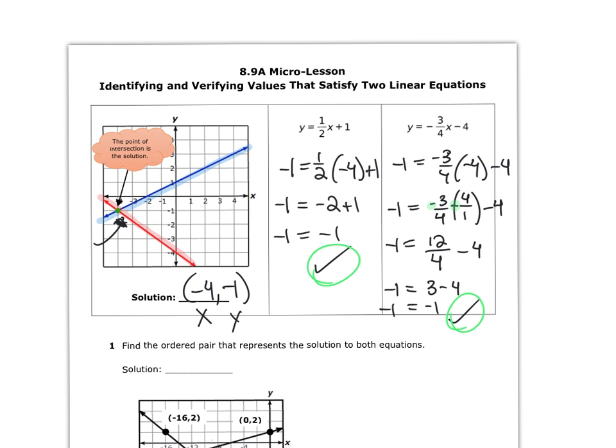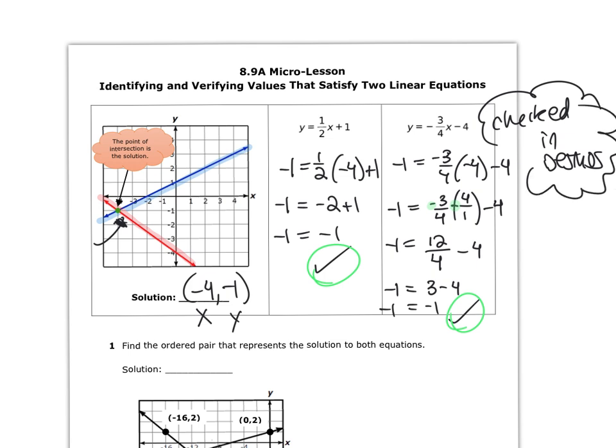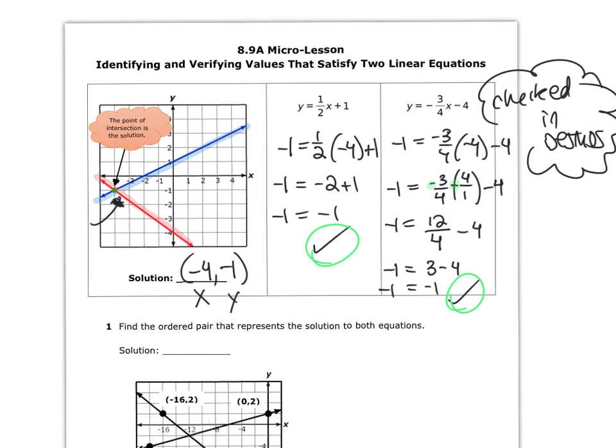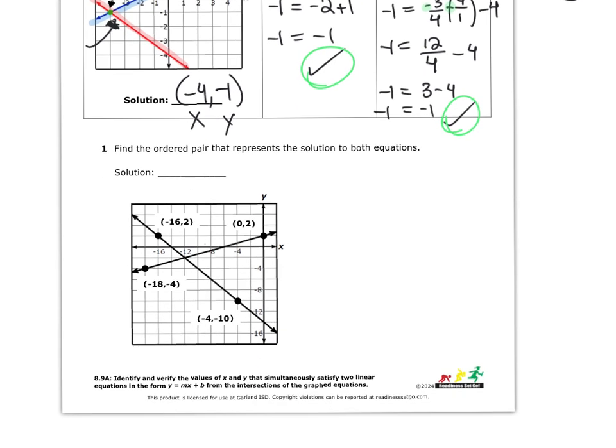Now, here's something that I would normally do. I just did a lot of work by hand right here just to show you what I mean by this being a solution to both equations. You could have checked in Desmos, right? We could have done all of that work in Desmos and it would do it for us. But this was a good opportunity to practice a little fraction multiplication. Didn't hurt anybody. All right, so now we know what it means for a solution to be a solution to a system of equations. So let's look at another example.